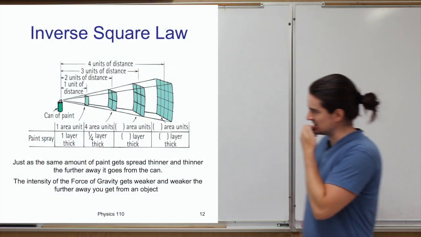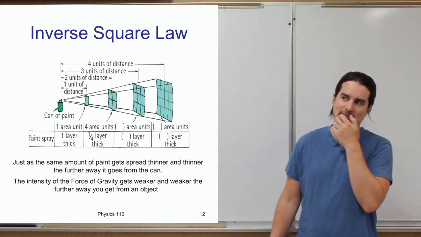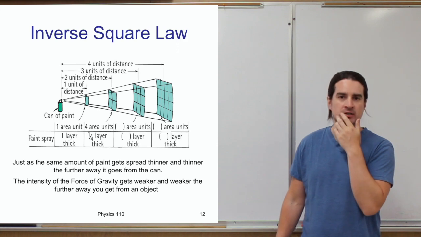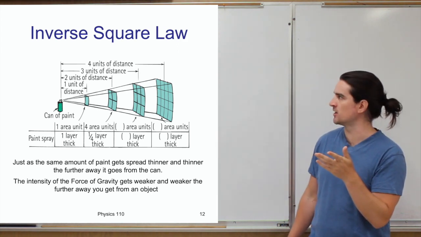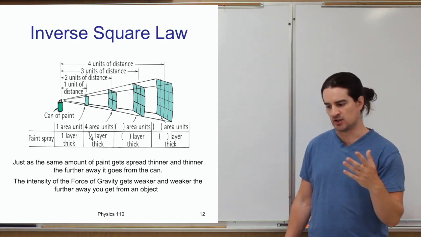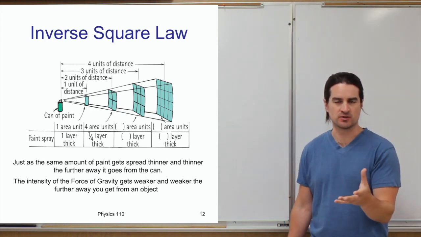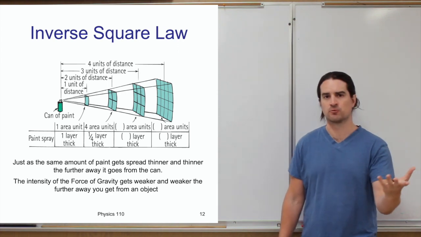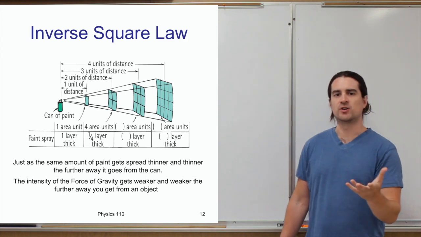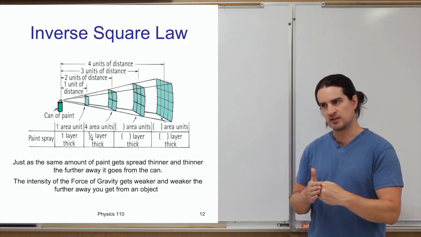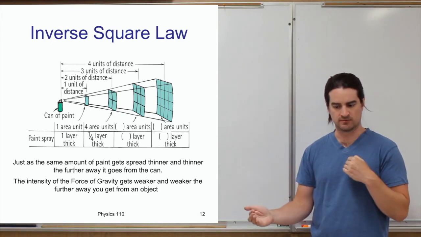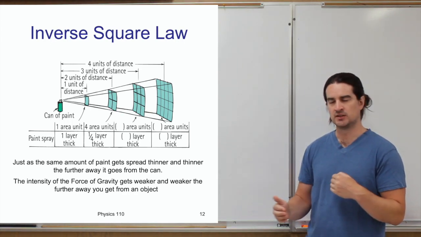So let's think for a second about why this inverse square law is what it is. It turns out it's not just gravity that follows this inverse square law. The electric force follows an inverse square law. The magnetic force, to some extent, follows an inverse square law. A lot of things follow that sort of pattern, where if you move twice as far away, the intensity falls off by a factor of 4.